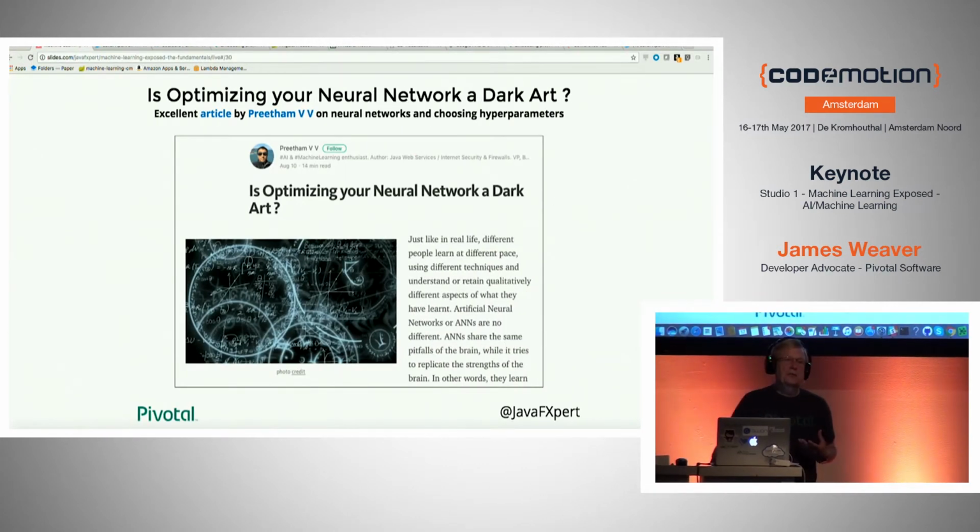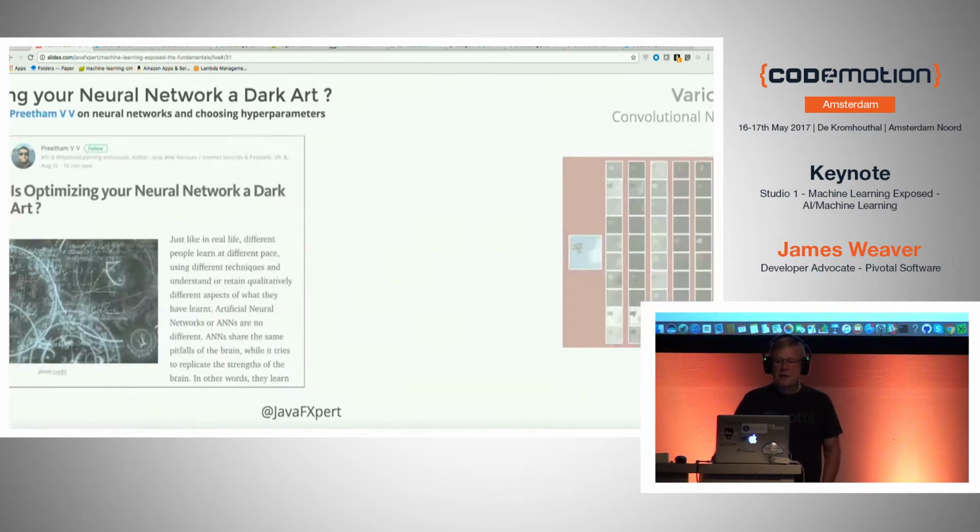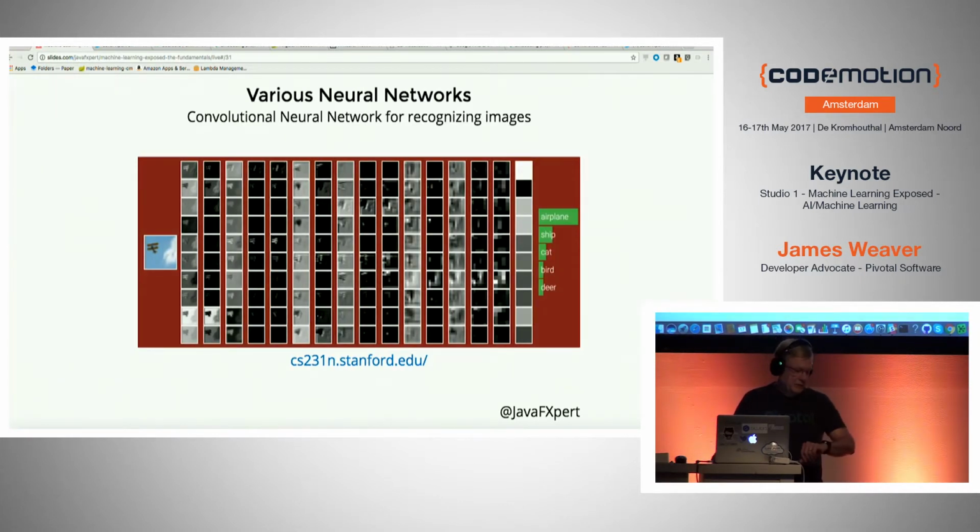And then here's a good blog post on just some ideas about optimizing a neural network. How do you know how many hidden layers to have, or how many neurons to have in a hidden layer? And it turns out it's as much of an art as it is a science, but that blog post does a good job of giving you a good sense of it.